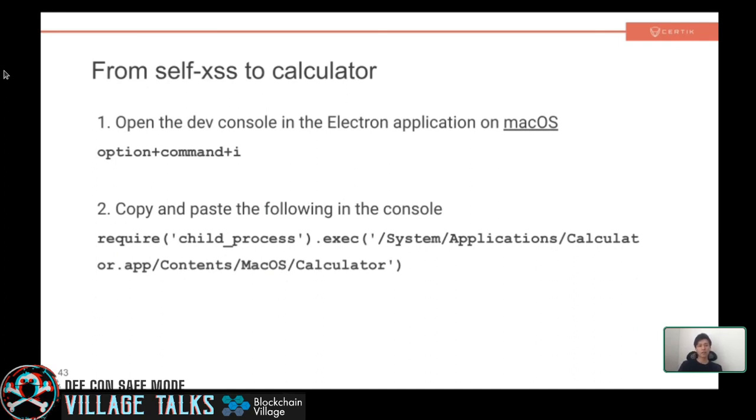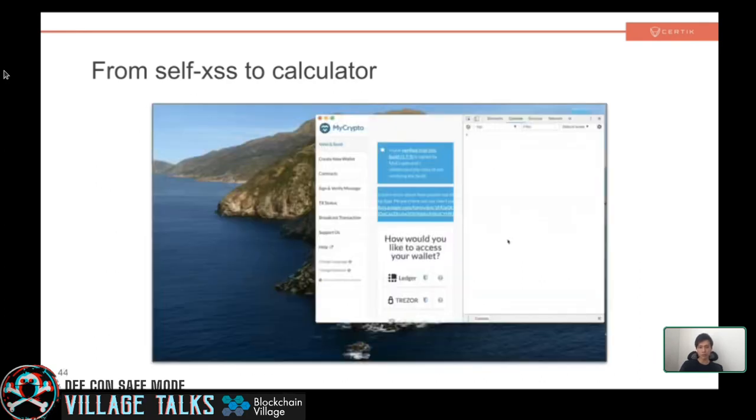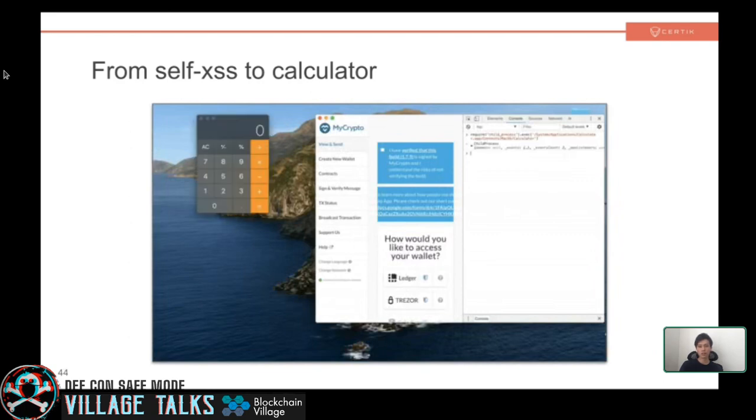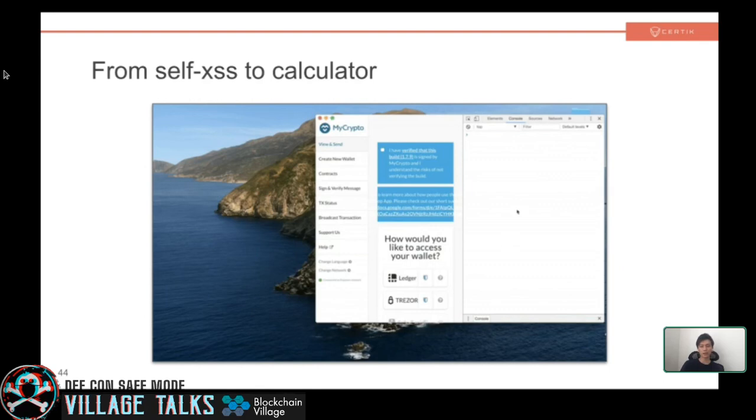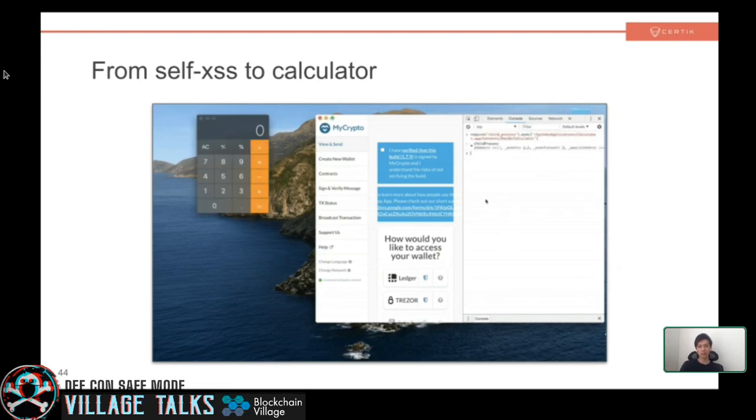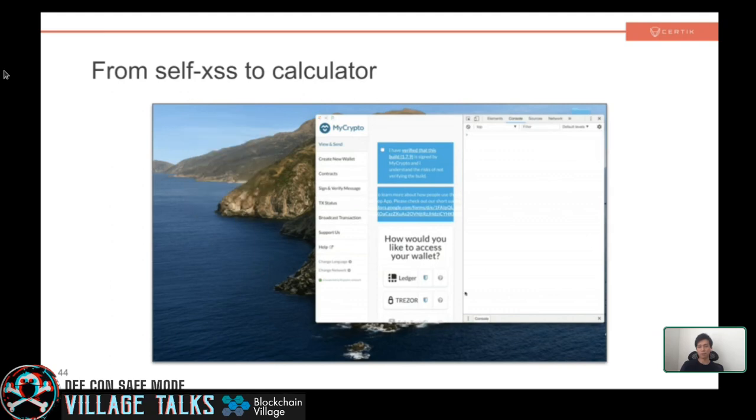To open the dev console in an Electron application on macOS, press Option plus Command plus I. And if you copy-paste the following code into the console, you can see a calculator. If you're not familiar with what calculator means, it's the way to show the success of code execution. So you see, I paste that into the console and the calculator pops up.